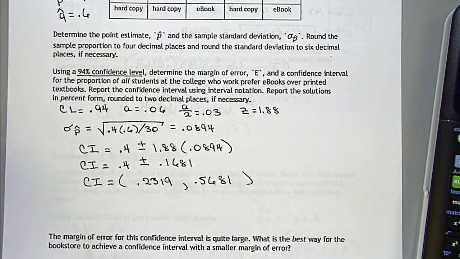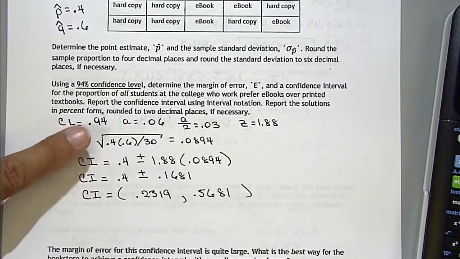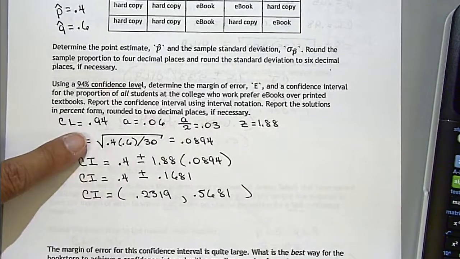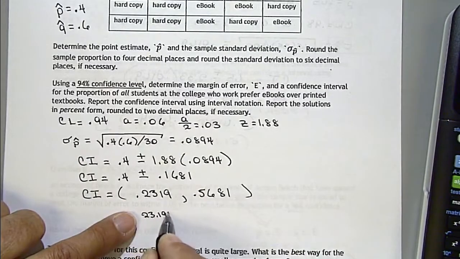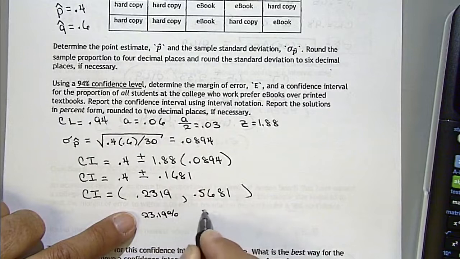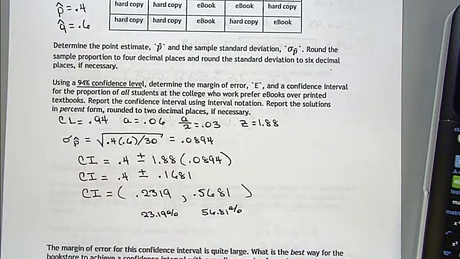Now listen, what is it saying? Please be able to interpret, okay? We're 94% certain that between 23.19% and 56.81% of all students prefer ebooks to textbooks. I'm going to say it again, okay? I'm 94% certain that between 23%, I'm just rounding, and 57% prefer ebooks.